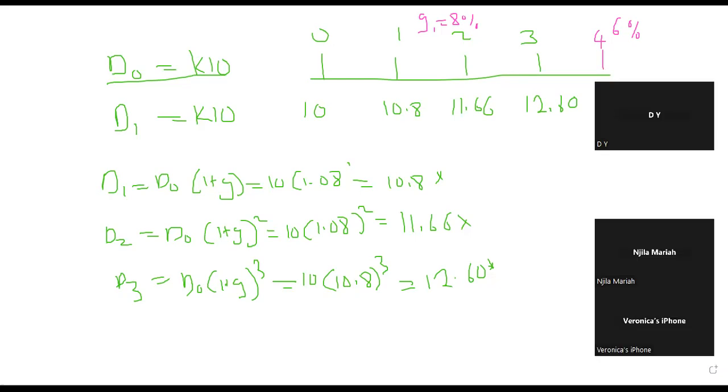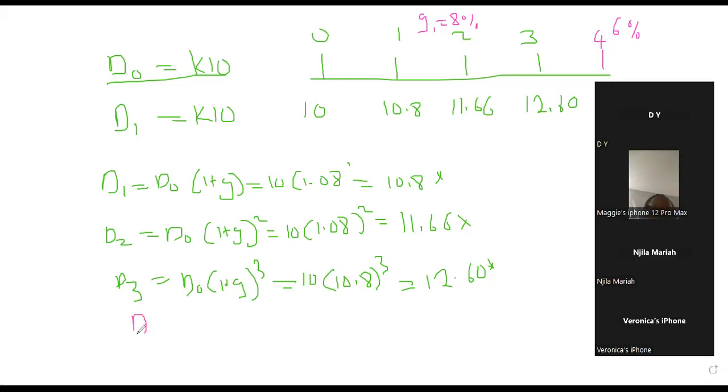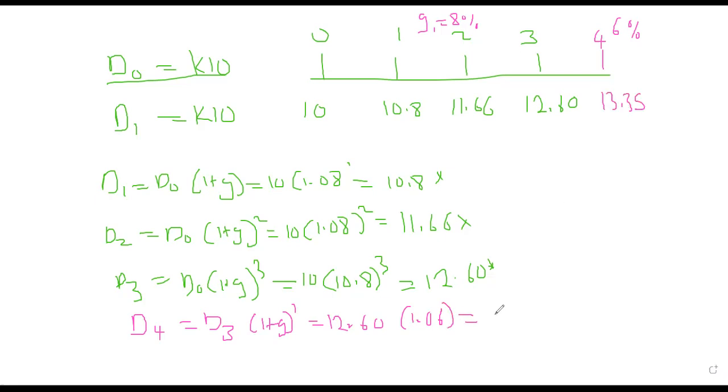So if we're going to use the dividend growth, you cannot use D0 to get D4 because the growth rate has changed now. So you're going to use the adjacent one behind it, D3, times (1 plus growth) to the power 1. So what was our D3? 12.60. Then we multiply by 1.06. This gives you 13.35.